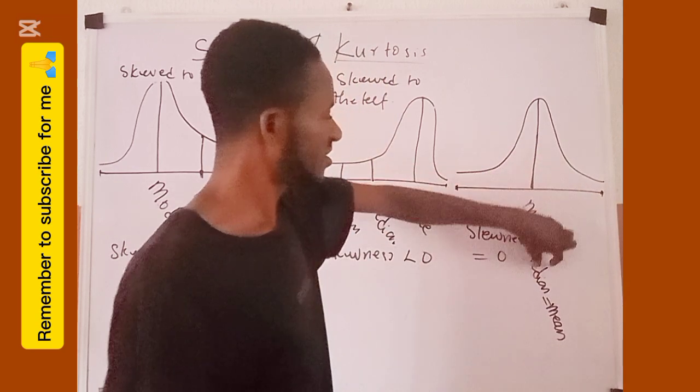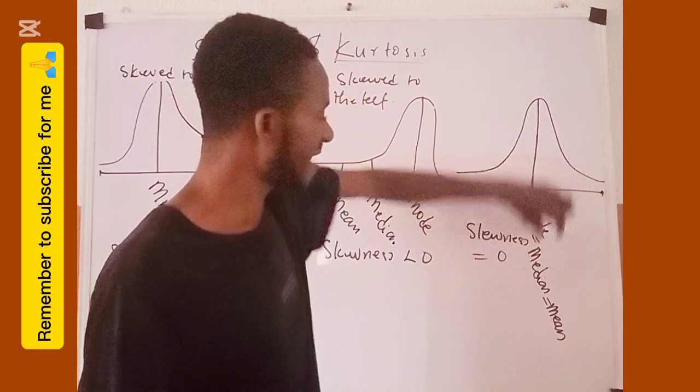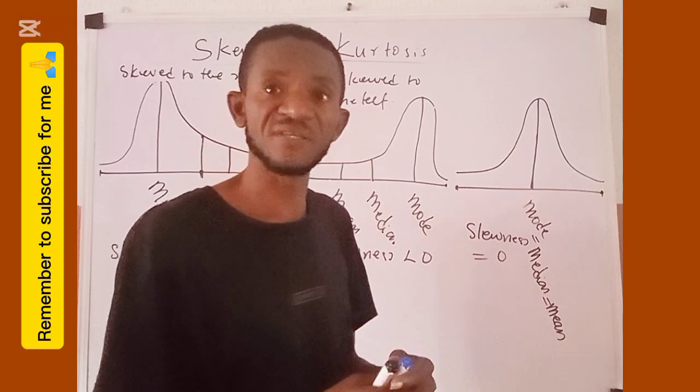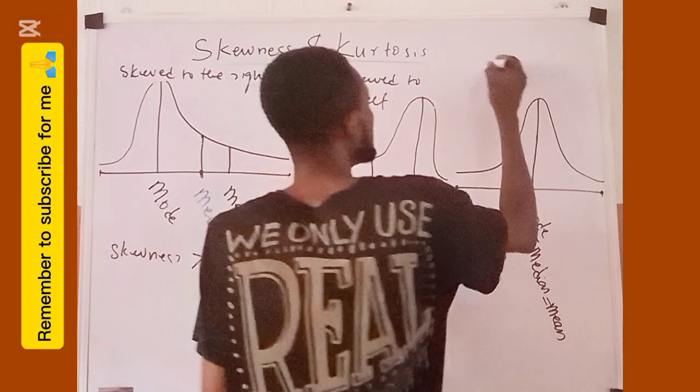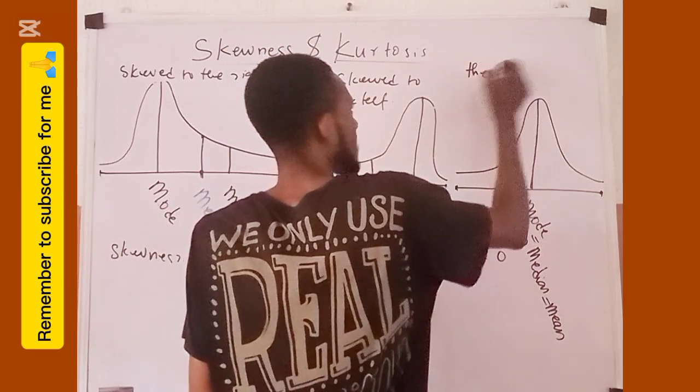That the mode is equal to the median. And then the median is equal to the what? To the mean. Then we now say that the distribution is normal. The distribution is normal.